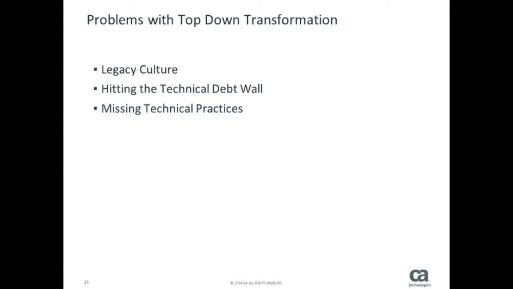But there are some problems. It's not all sweetness and light. It's not all unicorns and rainbows. One of the biggest issues is the legacy culture. So just like we have legacy technology in many implementations, we have legacy culture. And so culture is probably the thing that will eat any transformation for breakfast. I think there's a quote for that someplace. And basically, we have to deal with that as part of our top-down transformation.